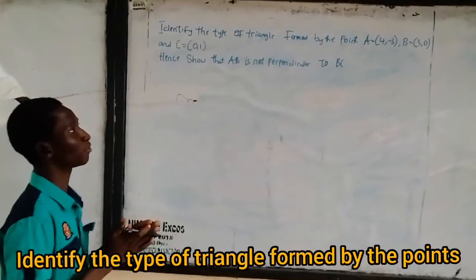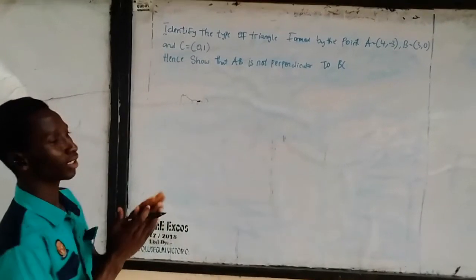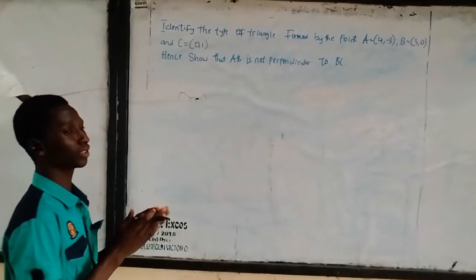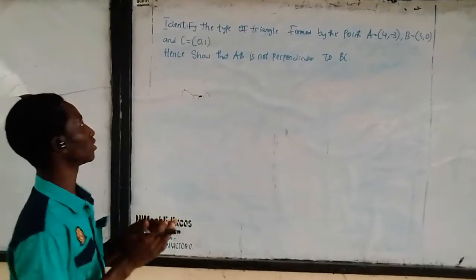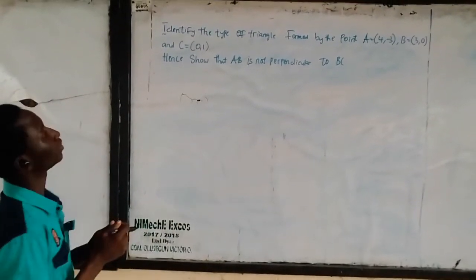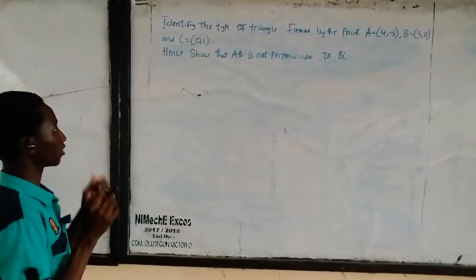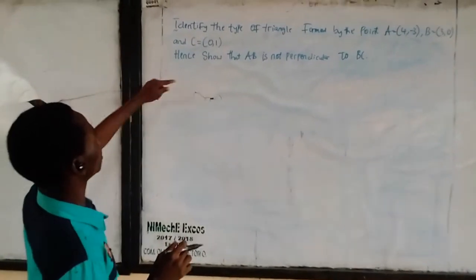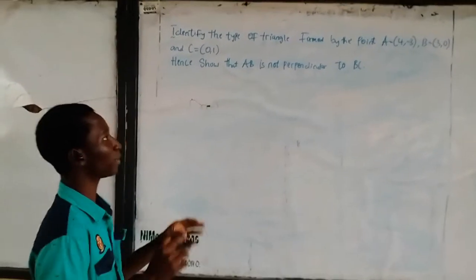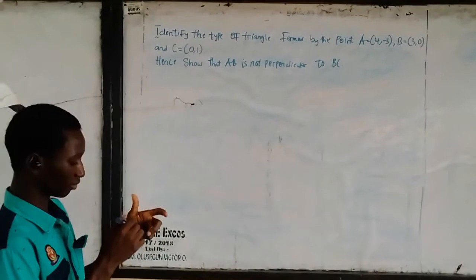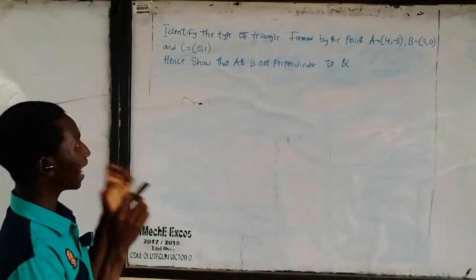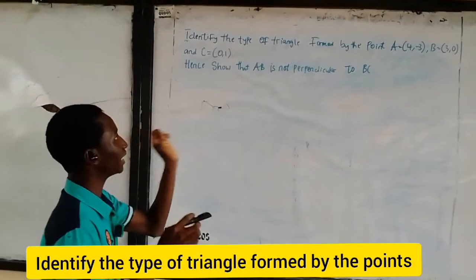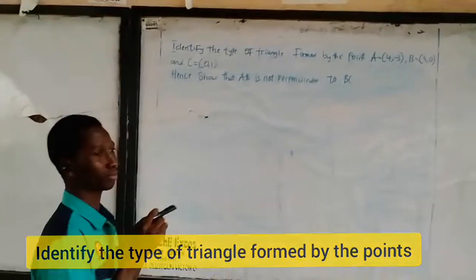Find the type of triangle formed by the points A (4, -3), B (3, 0), and C (0, 1). The question asks us to show that AB is not perpendicular to BC. The first thing they ask us to do is identify the type of triangle formed.